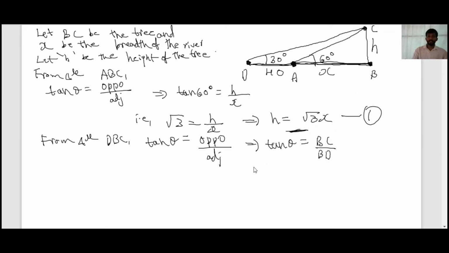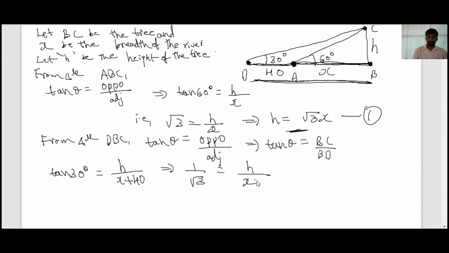Now substitute tan theta. What is tan theta? Tan 30 degree is equal to BC. What is BC? h divided by the BD value. BD is this much. Okay, BD is equal to AB plus AD, right? Total length is x plus 40. Yes or no? Here to here, A to D is 40, A to B is x. What's the total distance? Total distance is AB plus AD, that is x plus 40. Okay, this implies 1 by root 3 is equal to h divided by x plus 40.